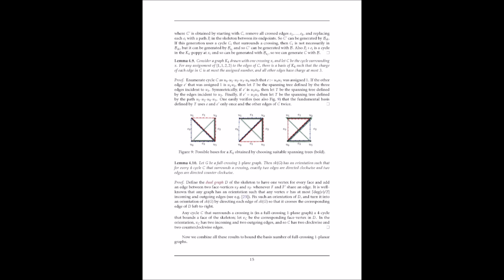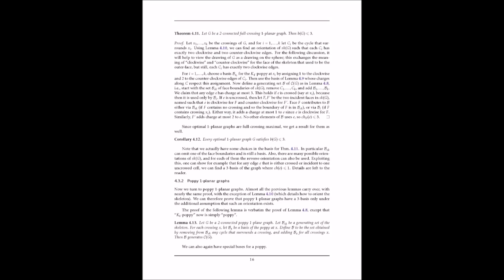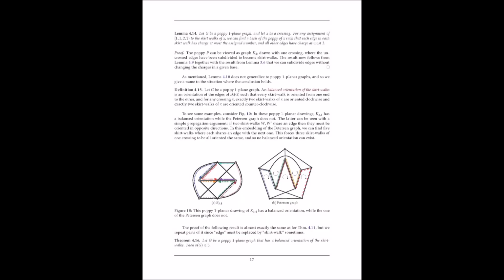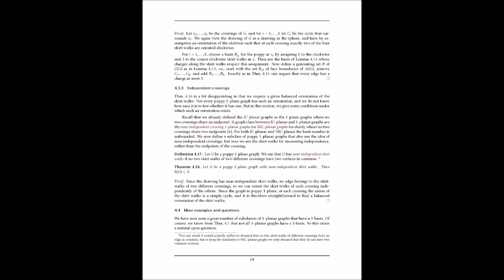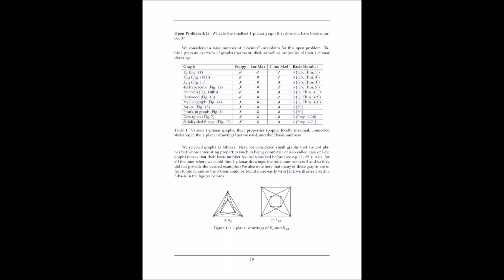And then there's also full crossing one planar graphs. Those are one planar graphs where the 4 vertices around a crossing form a K4 subgraph, which is a complete graph on 4 vertices. And that K4 is also drawn close to the crossing itself. So it's like the crossing is embedded in a K4. Exactly. And then optimal one planar graphs are just one planar graphs with the maximum possible number of edges.